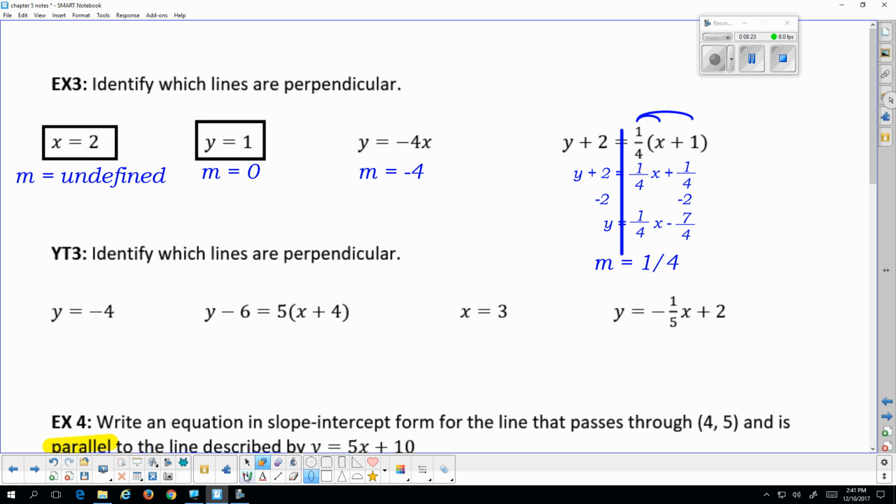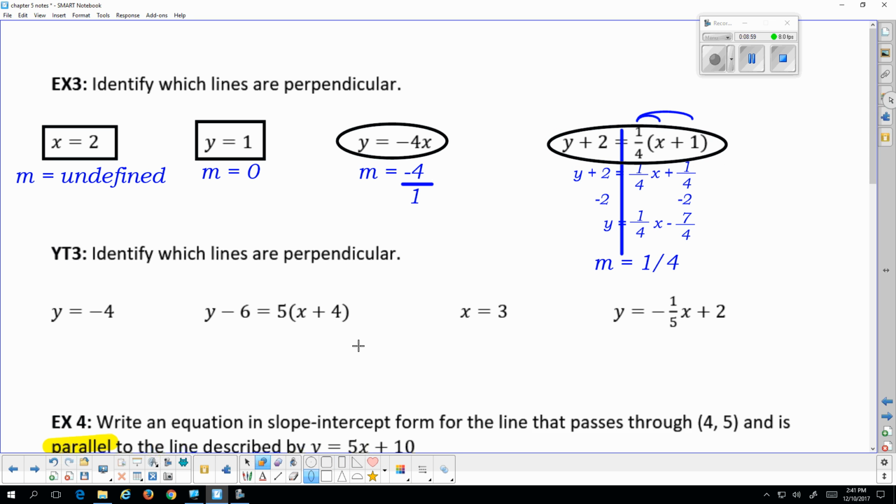And now over here, remember opposite reciprocals? If we look at -4, okay, let's start with opposite. This is negative, this is positive. So they are opposite signs. And remember, if we have 4, how can we write 4 as a fraction? We could put it over 1. So now if I flip that fraction, will I get the same answer as over here? Yes, I will. 4 over 1 flipped is 1/4. So these two lines are perpendicular to each other.